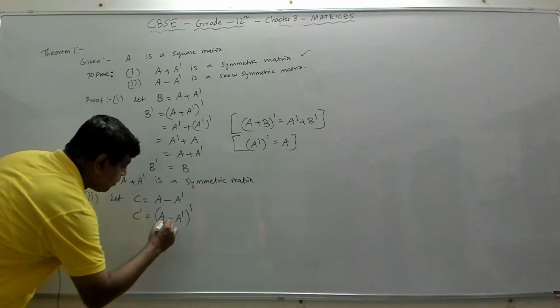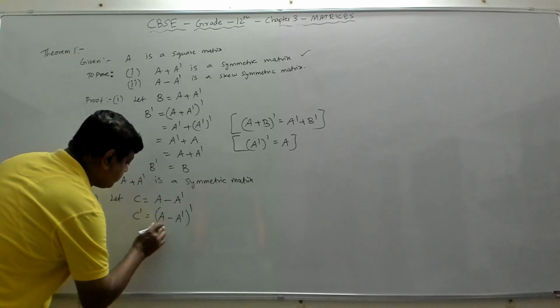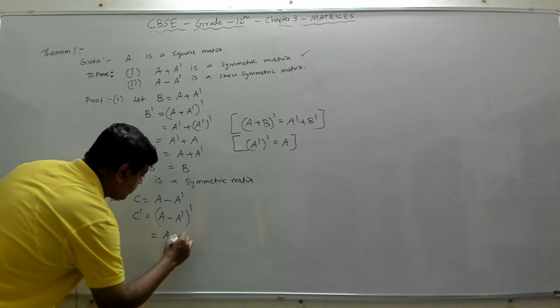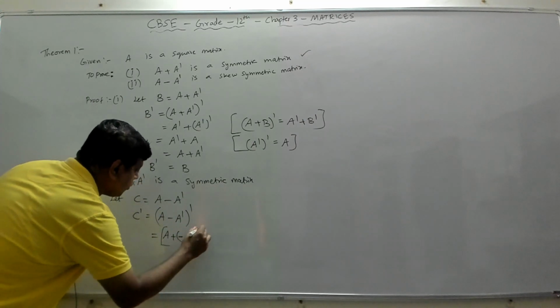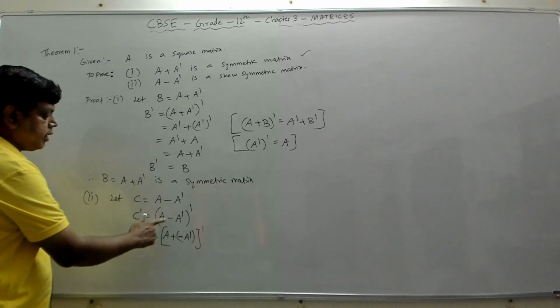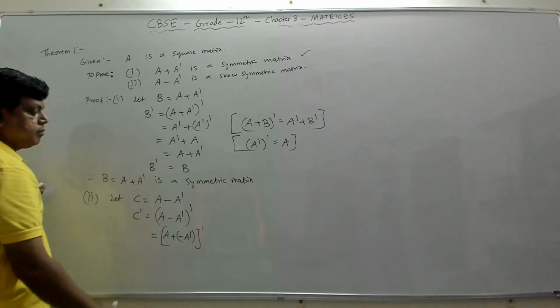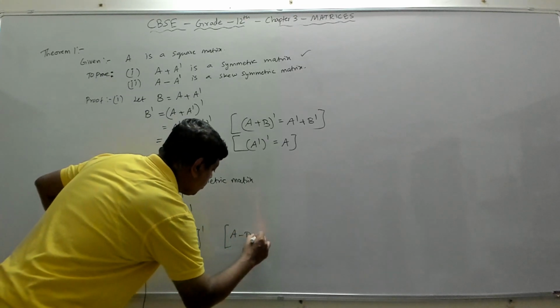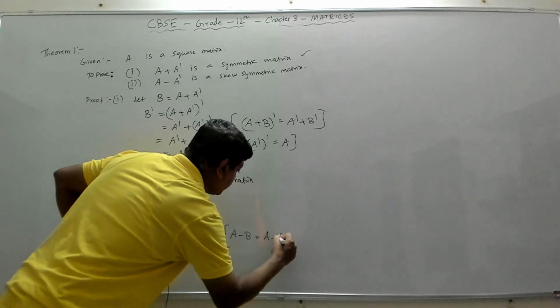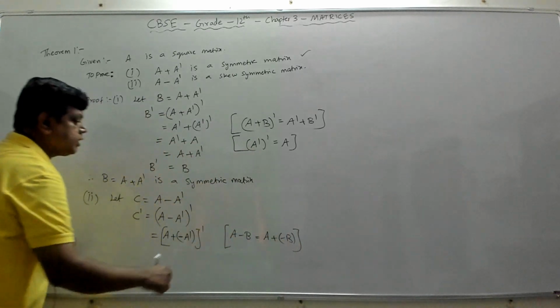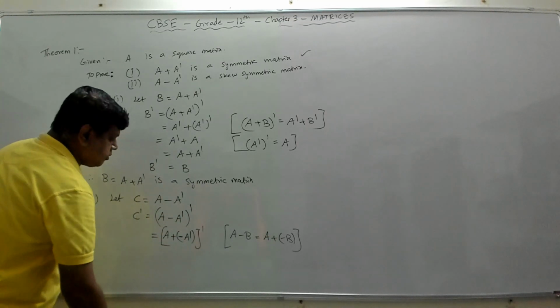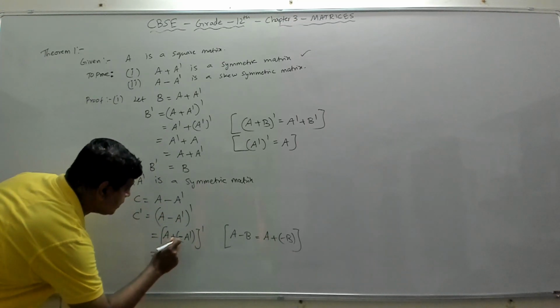So that is equal to, now again this A minus A transpose can be written as A plus minus A transpose, the whole transpose. I can write A minus B as A plus minus B. I am writing it like this. A minus B is actually A plus minus of B. That is your A minus B. I think of this as A and this A transpose as B. Now this is like A plus B the whole transpose.